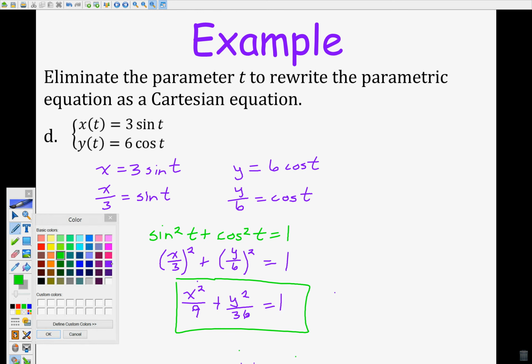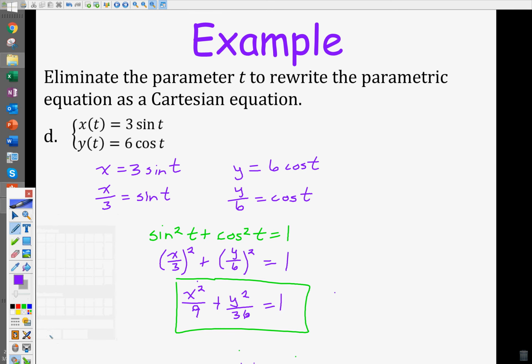We haven't studied it yet. A lot of places will cover it in Algebra 2. We will get to it in Chapter 10. So in Chapter 10, we will deal with graphing ellipses. But this is the equation of an ellipse.